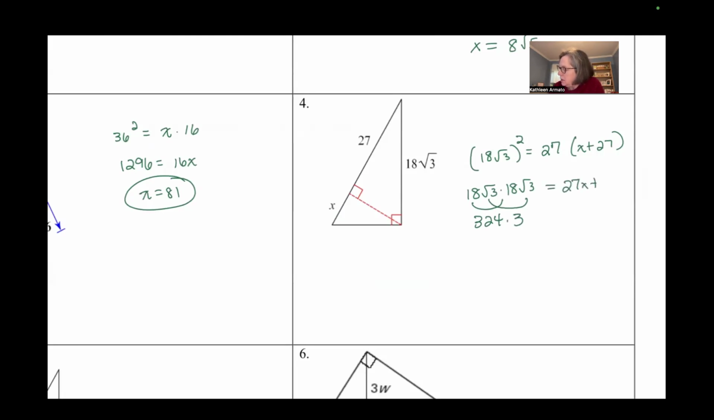I'm going to go ahead and distribute that 27, plus 729. So 324 times 3, 972 equals 27x plus 729. 972 minus 729, 243 equals 27x. 243 divided by 27, my answer is 9.